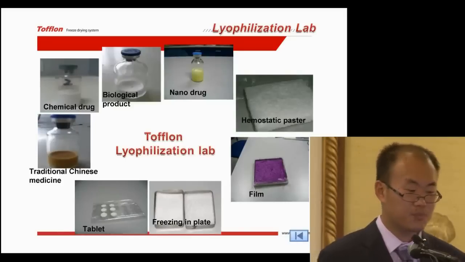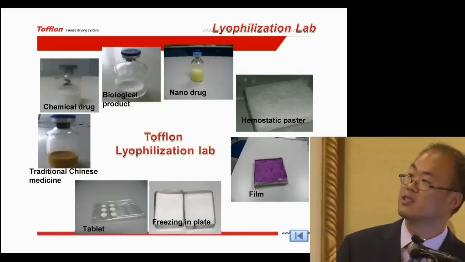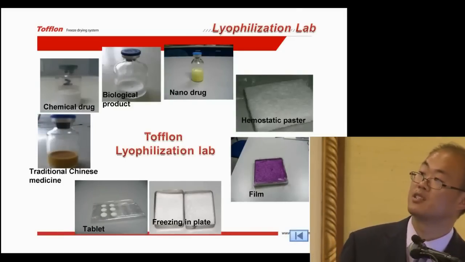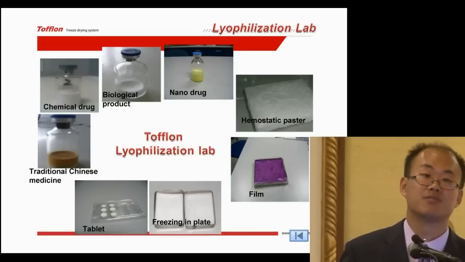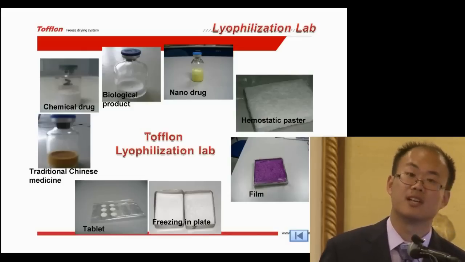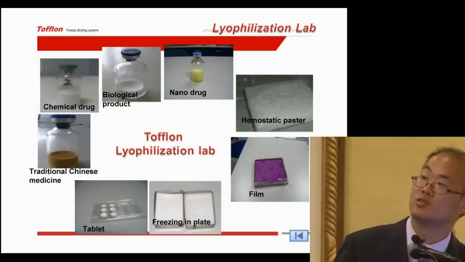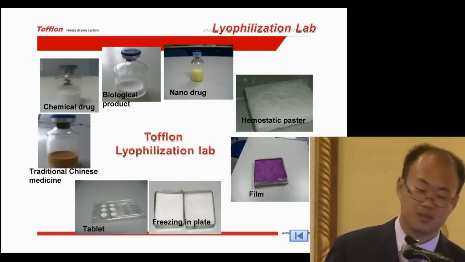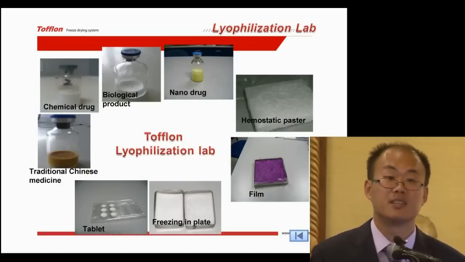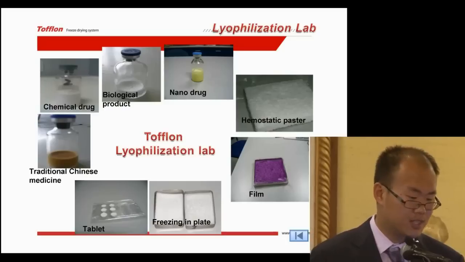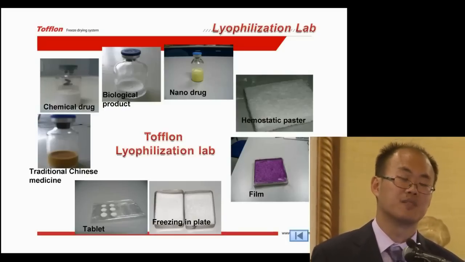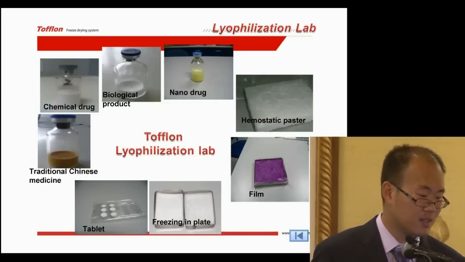Now, this picture shows the products of the Tofflon Lyophilization lab: chemical drugs, biological drugs, nano drugs, hemostatic paste, films, freezing plates, and tablets. All of these products were made in our lab before.